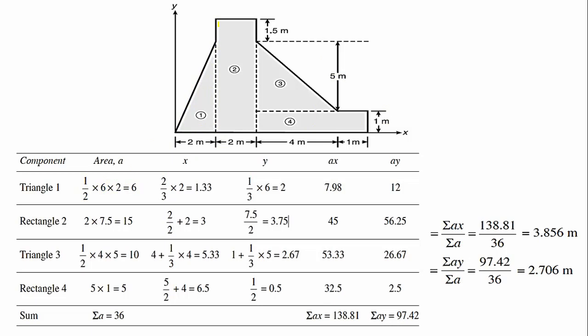Similarly, next we'll go for this rectangle. So B into D, that is B is 2. Now next is height. Height is how much? 1 plus 5 plus 1.5, 7.5. 2 into 7.5, it will be 15.